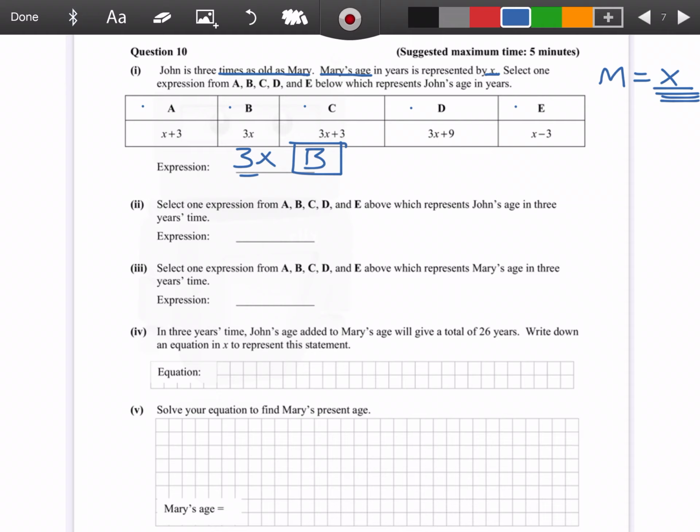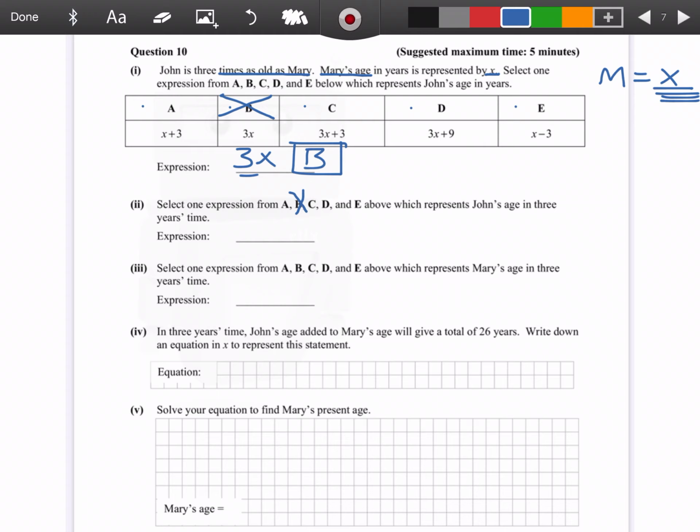The next one, select one expression which represents John's age in 3 years' time. Now, look, we've used b already, so b can't be used again, really. So let's cross that off the list. Okay, so I'm not talking about b anymore. So I can think A, C, D, and E.